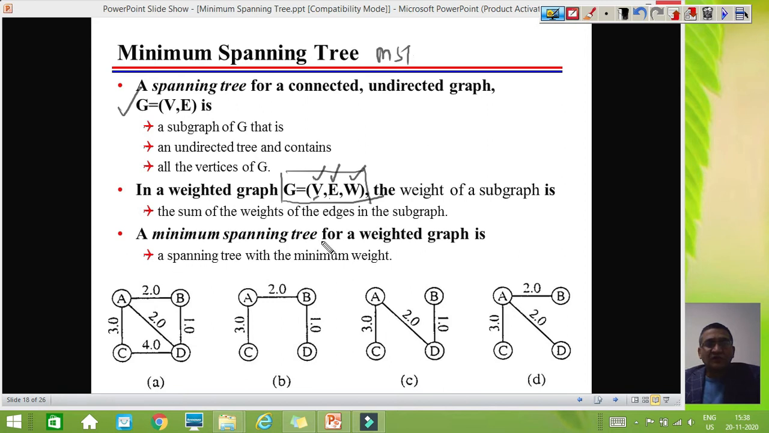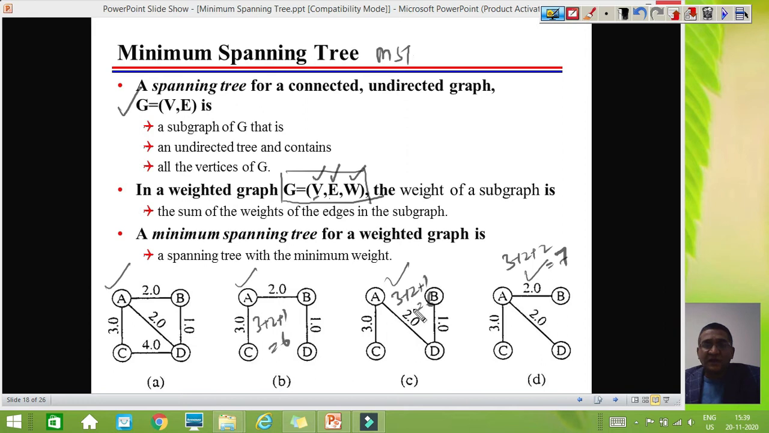You can see here one graph is given to you, and out of this you can find many spanning trees. This is one spanning tree, another spanning tree, and another spanning tree. Here you can see all 4 vertices are available in all these structures. So these are all spanning trees, and you can see the cost here. If I ask what the cost of this is, it is 3 plus 2 plus 1, which is 6. This is 3 plus 2 plus 1, which is 6, and this is 3 plus 2 plus 2, that is 7.